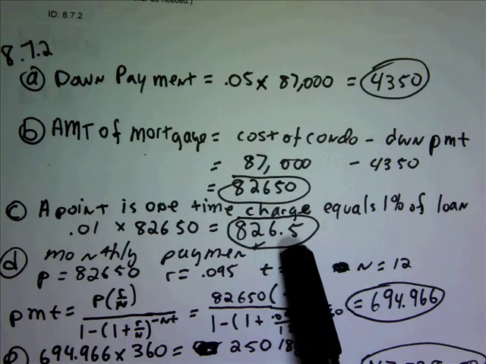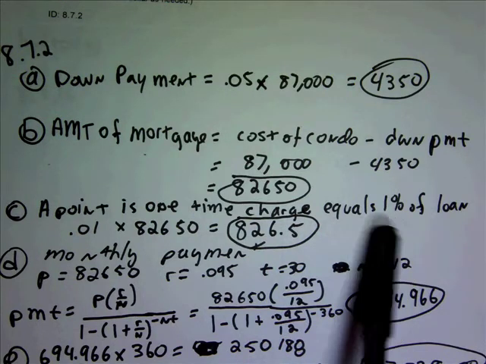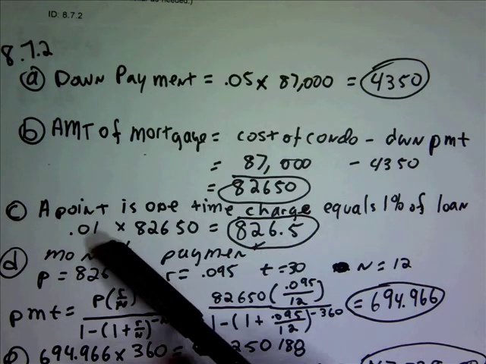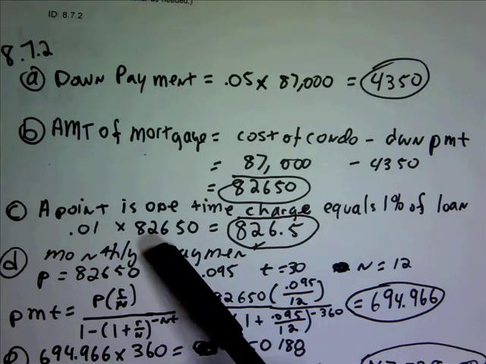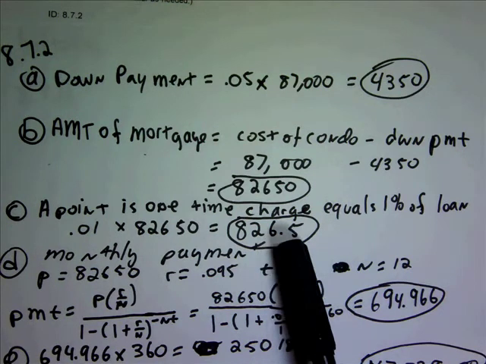A point is a one-time charge equal to 1% of the loan. So 1 point is going to be 0.01 times 82,650, or $826. And then they ask us to round it to the nearest whole dollar, which is $827.